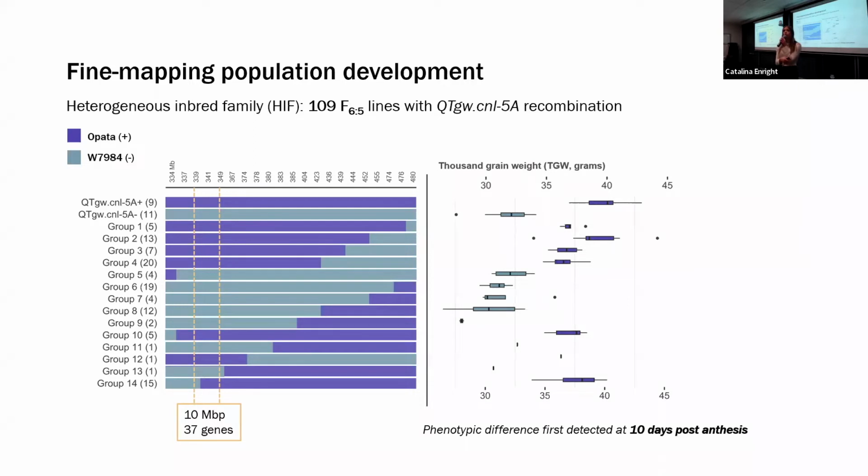Now, I knew that I would eventually want to look at the transcriptome for our candidate gene. So I also looked at the phenotypes as the grain developed after anthesis, and the first phenotypic difference was detected at 10 days post-anthesis, which gave us confidence that this trait was expressed early, if it was controlled by the transcriptome, was expressed earlier in grain development.